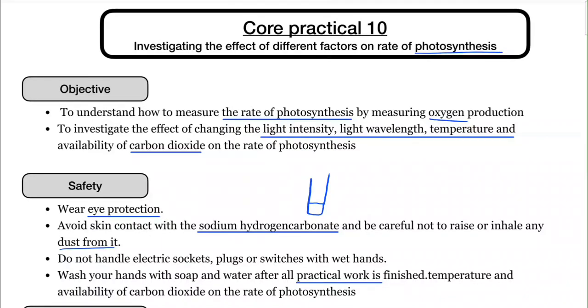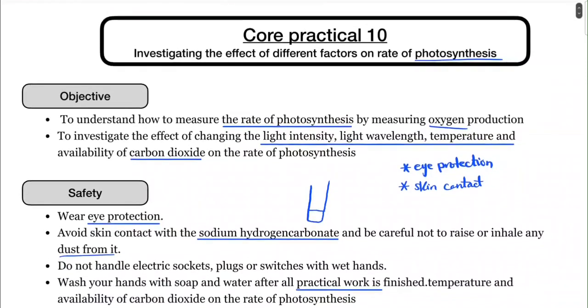So, for the safety, I'll remember to use eye protection. Talk about your eyes, your mouth. Don't inhale, that's your nose, of course. Don't inhale or drink. Of course, you won't drink it, but you might soak it. Alright, don't do that. And your skin contact to be avoided with sodium hydrogen carbonate.